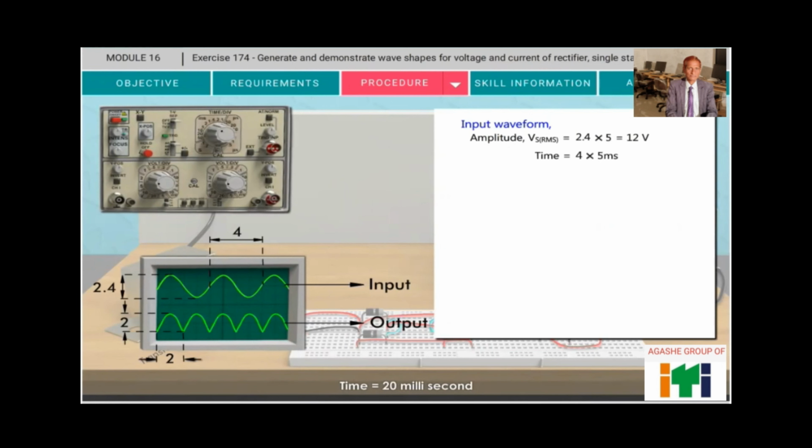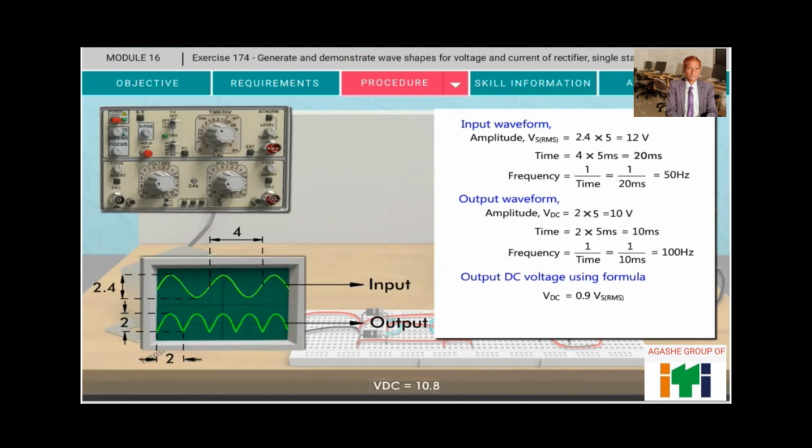Output waveform measurements. Amplitude VDC is equal to 10 volt. Time is equal to 10 millisecond. Frequency is equal to 100 Hz. Output DC voltage calculated using formula. VDC is equal to 10.8. From the calculation, fill the values in the table column.